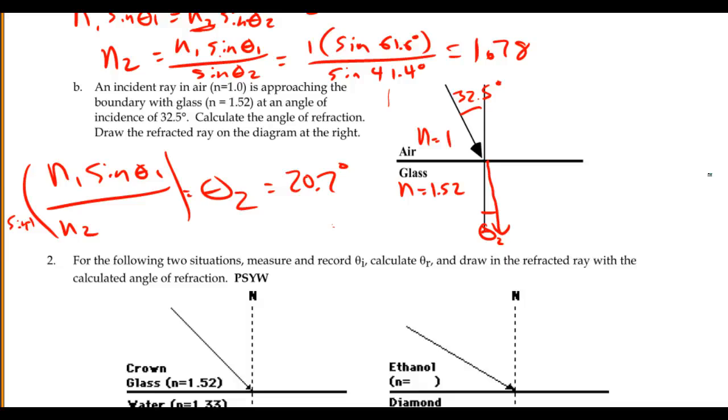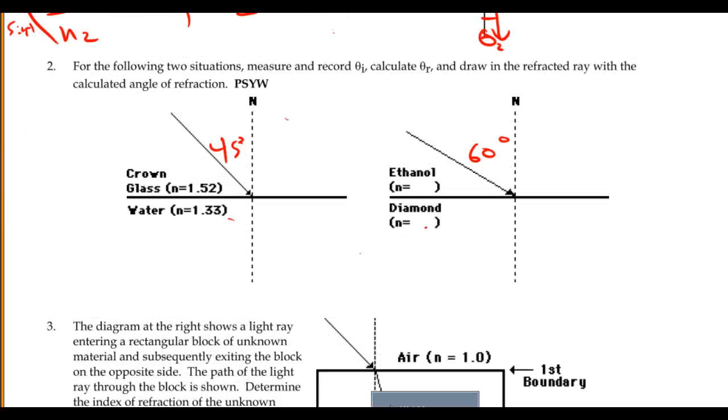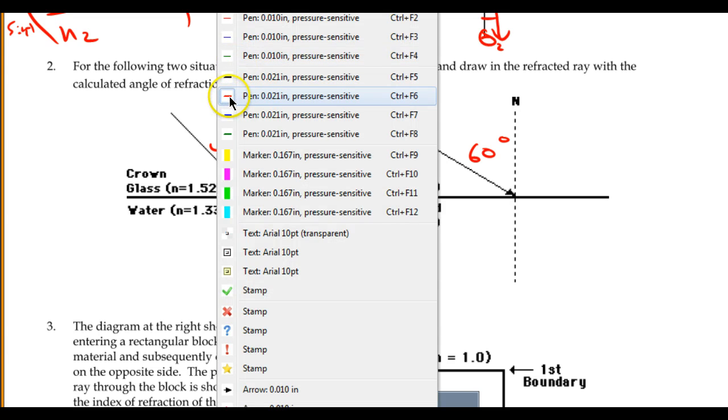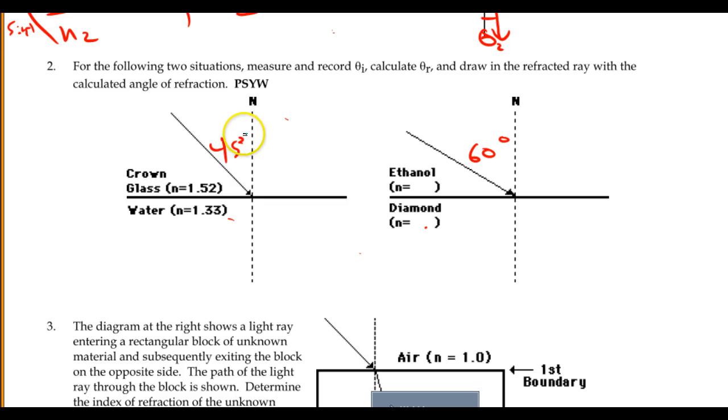Okay, so I've got a couple of different situations down here, and you should go ahead and see if you can figure out the angles of the second waves. The information you're going to need is the angle here is 45 degrees, so you can measure that right on your paper. This one's 60 degrees. The index of refraction for ethanol is 1.36. That for diamond is 2.42. And then figure out the angles of the refracted ray. So when you're ready, pause that and go ahead and do that.